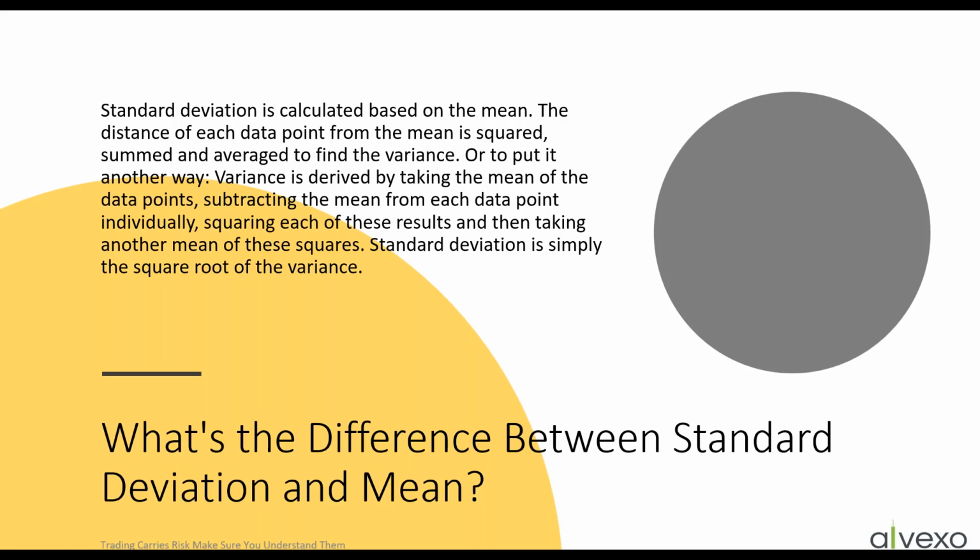Or to put it another way, variance is derived by taking the average of the data points, subtracting the average of each data point individually, squaring each of those results, and then taking another mean or another average of those squared. Standard deviation is simply the square root of the variance. Okay, we got that out of the way now, don't we? We don't need to talk about what standard deviation is ever again. Fortunately, I do every time I have to take a class, but we can put it under our belt that it is a statistical, mathematical formula to find the variance between the points or prices on a chart.